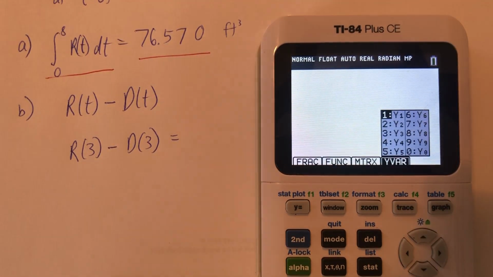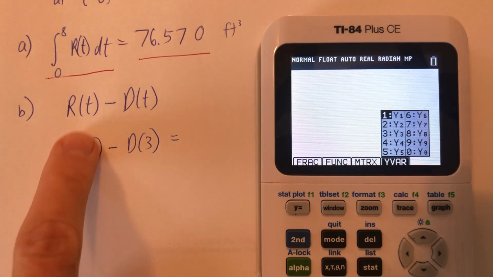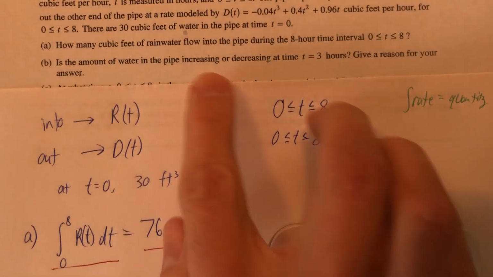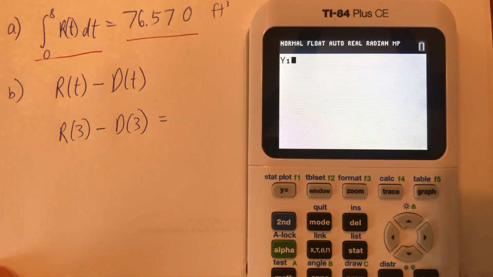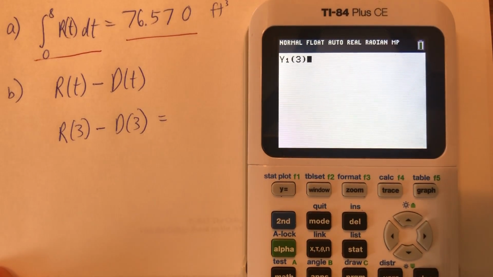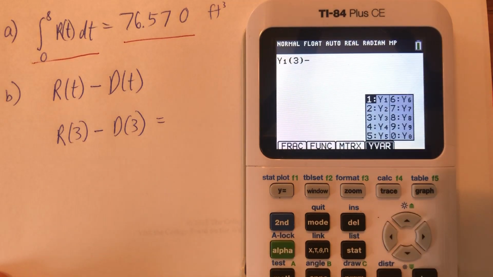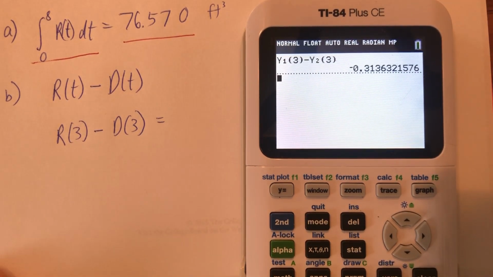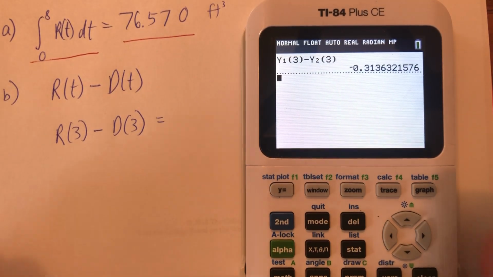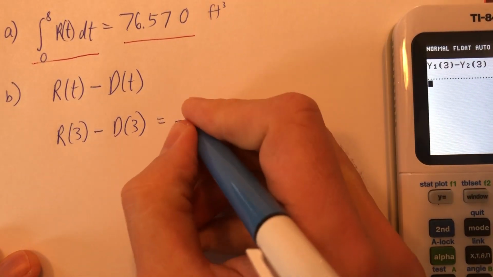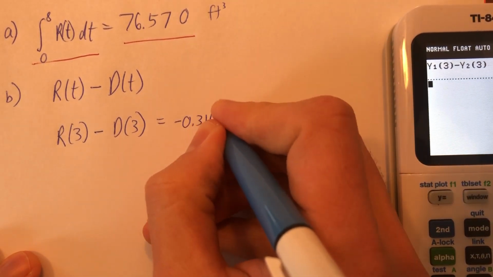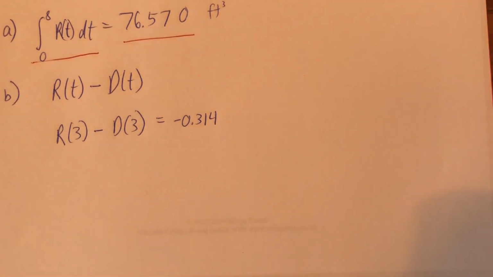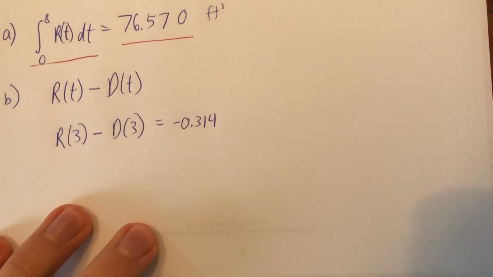So I'm not integrating, I'm not taking a derivative. They gave me a rate. They asked for something that involved a rate, so I'm using the actual function itself. So there we go, there's R of 3 minus D of 3, and I get negative 0.314. Okay, well, now what?